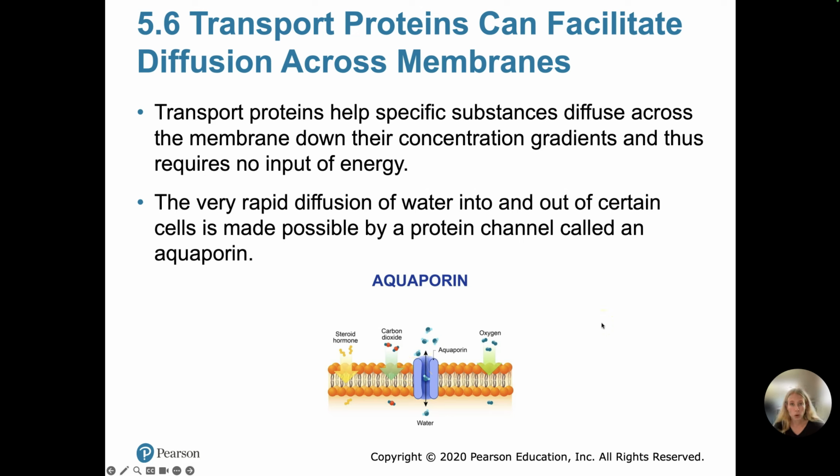Like I mentioned before, water is polar, but it is very small, so it can slowly work its way through the plasma membrane. However, if large quantities of water need to be moving into and out of the cell, you need a transport protein to facilitate this. And that's what aquaporins are. They're a channel that allows water to rapidly move into or out of the cell.